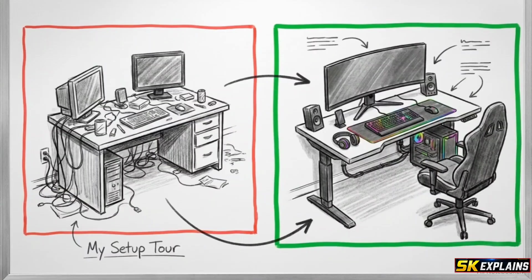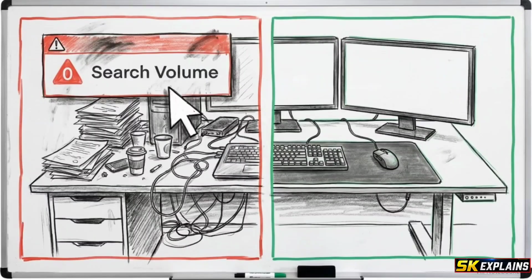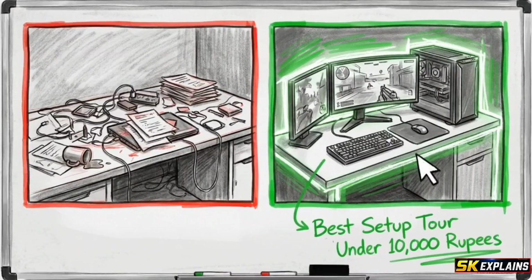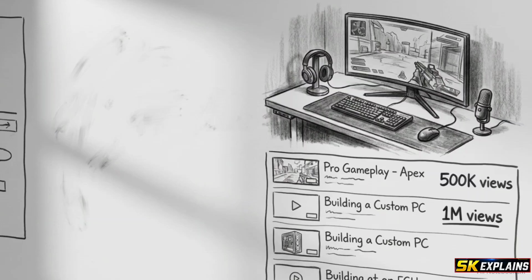Look at the difference in these concepts. On the left, in red, is a video titled My Setup Tour. Unless people already know who you are, they aren't searching for your setup. On the right, in green, is a search-based title, Best Setup Tour Under 10,000 Rupees. This targets a specific problem a viewer is trying to solve.